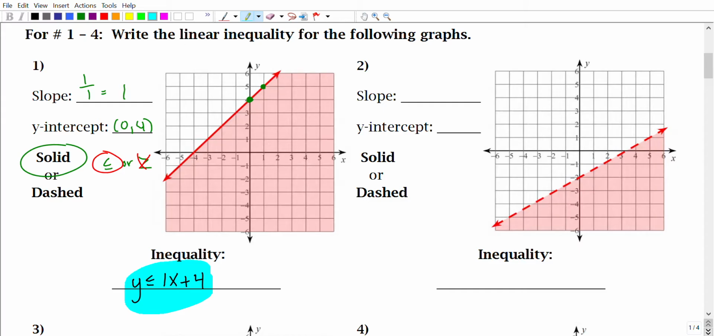Again, that was more work than we needed to do. Honestly, I just like to always check my work, make sure it's correct. All right, so let's go ahead and take a look at number 2, and then I'll let you guys try out a few on your own.